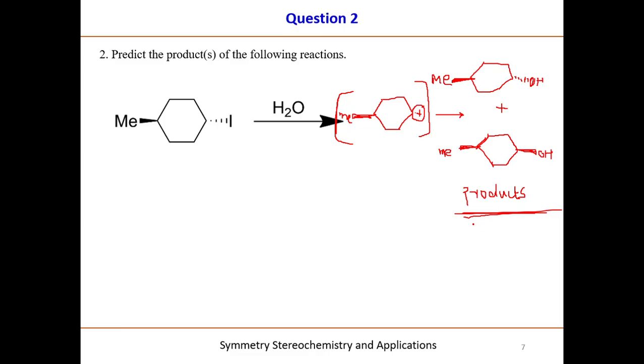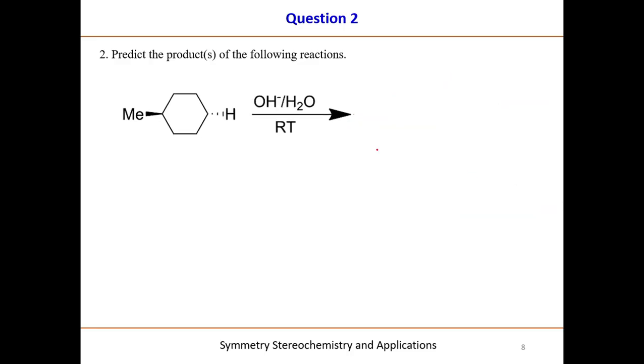I hope this will be clear to you. Now let's do the third example. So here two conditions are given. We will discuss each one by writing the intermediate as well as the product. Each and every one we will discuss here. So here first we will discuss OH minus, that is a strong nucleophile. So in the presence of OH minus, a strong nucleophile, what will happen? As I told you, it will follow the SN2 pathway.